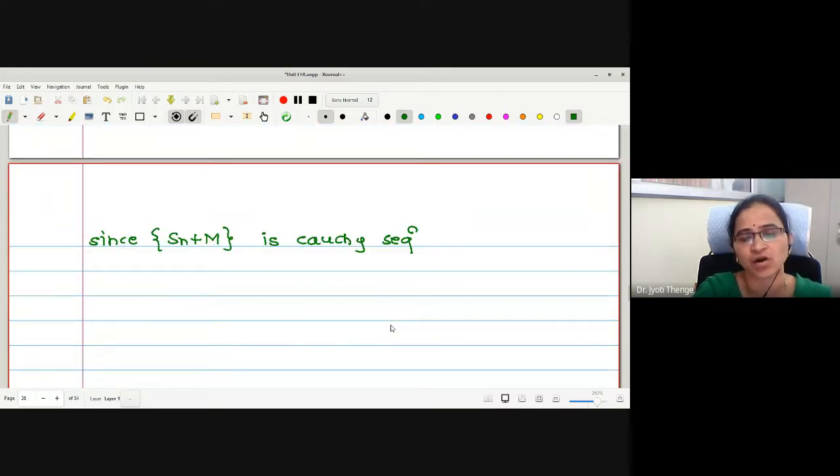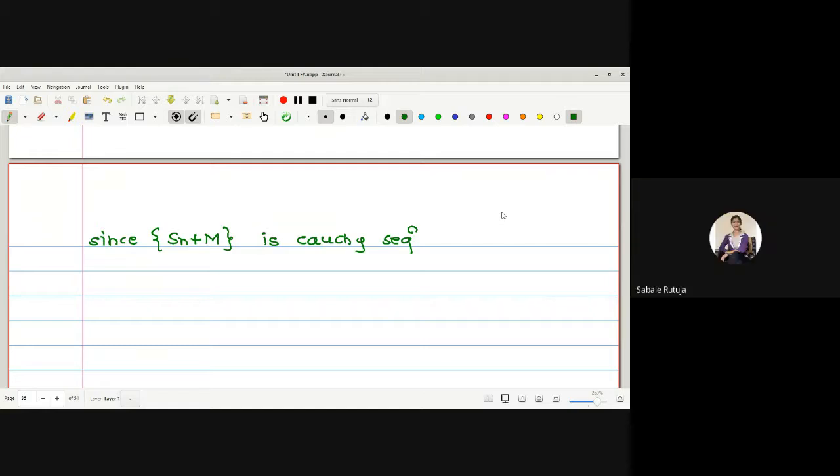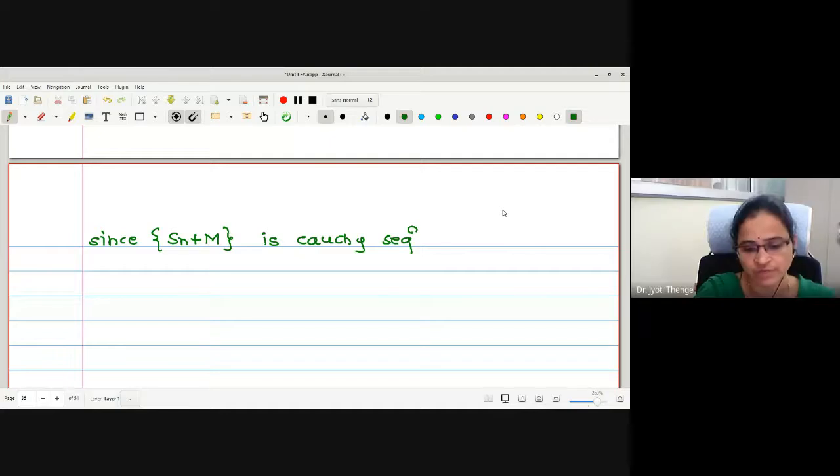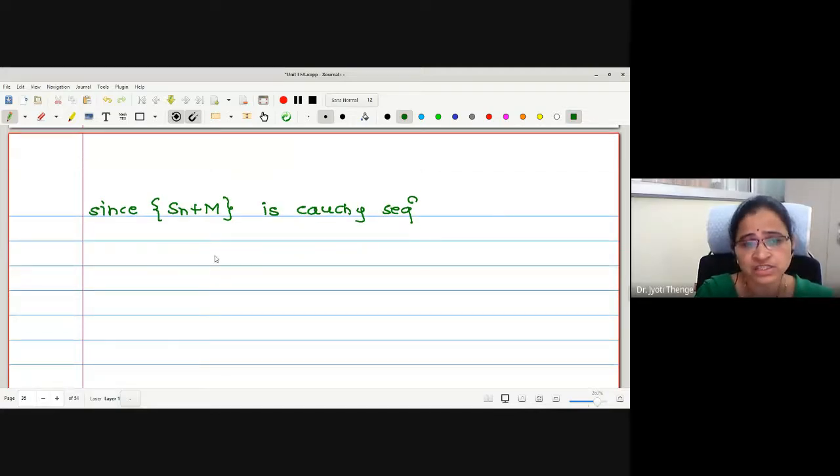For every epsilon greater than 0, there exist two elements m and n such that norm of Sn minus Sm less than epsilon. But here, what is the nature of every element in Sn plus m? This is Sn1 plus m, Sn2 plus m, right?